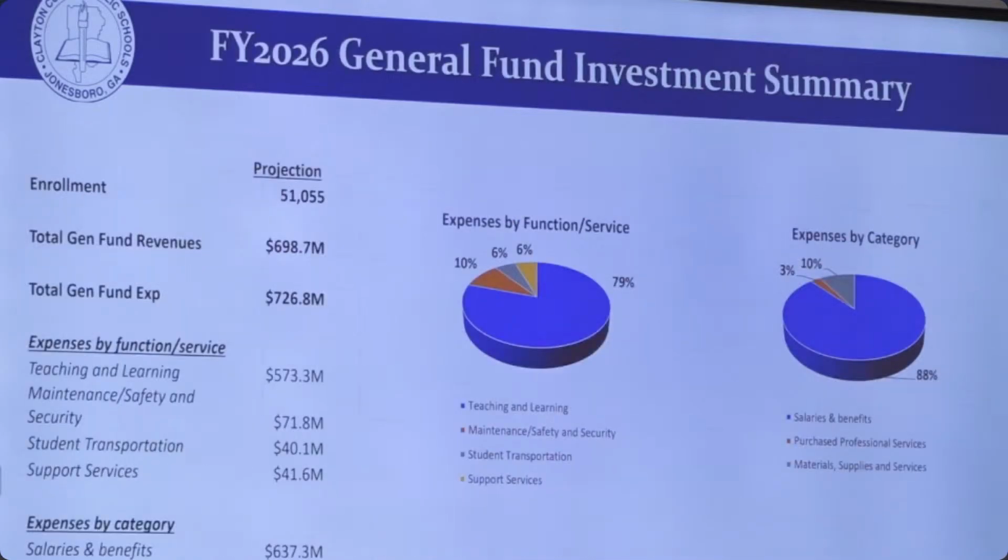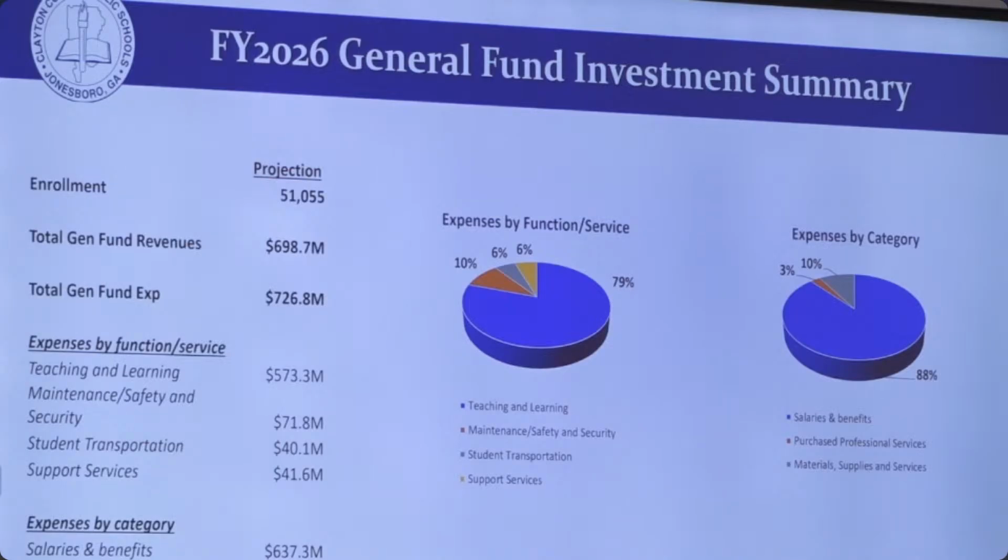This slide is just a summary of our budget for this year. For FY26, we have a projected enrollment of 51,000 students. Our total general fund revenues, which is our tax revenue as well as our state dollars, is $698.7 million. However, our total expenditures is $726.8 million, so we're using some of our fund balance or our reserves. And you can see on this, the pictures that I have here, how we're spending this investment.